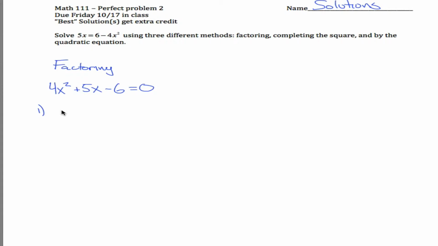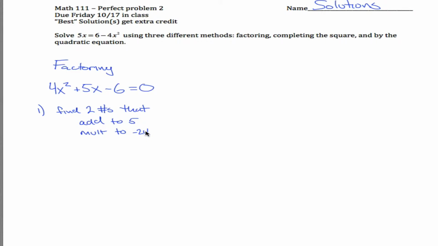Step 1 says find two numbers that add to 5, 5 being the coefficient on the linear term, and multiply to negative 24. Where does the negative 24 come from? It's the product of the leading coefficient and the constant term. 4 times negative 6 is negative 24. So find two numbers that do this.